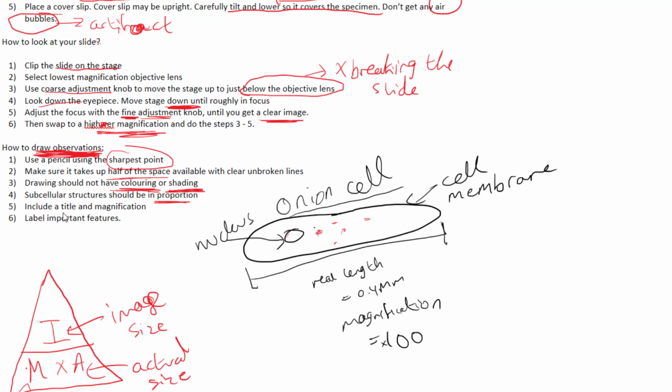And then you must include a title and a magnification. This magnification is mentioned in the specification. You must mention it, or you'll lose a mark if you don't. And then label any important features. So usually on your cell, you'll definitely see the nucleus. And you'll definitely see the cell membrane. So you can label these two easily. Ribosomes may be difficult to see. You might be able to see the chloroplast if you're lucky, etc.